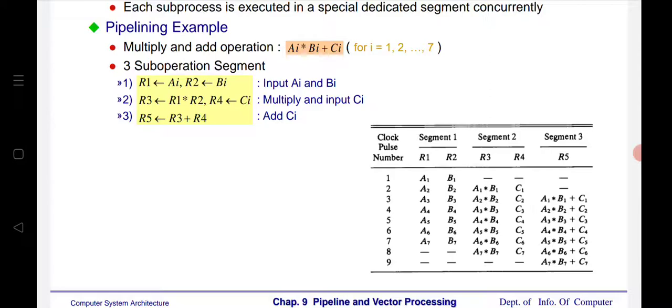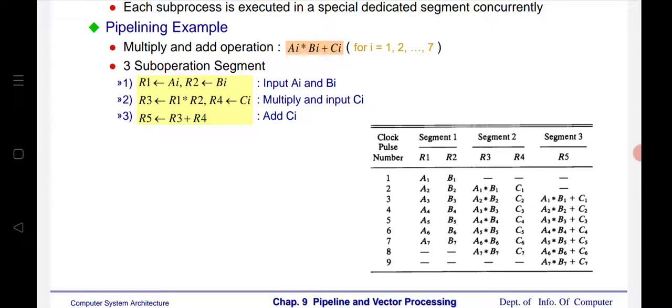Okay, so this will be repeated again and again. Now if you see here, we are performing a total of 7 operations, that is nothing but 1, 2, 3, 4, 5, 6 and 7. To perform these 7 operations, how many clock pulses do we require here? Totally 9 clock pulses.